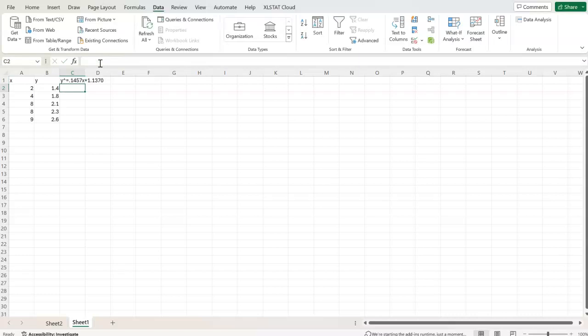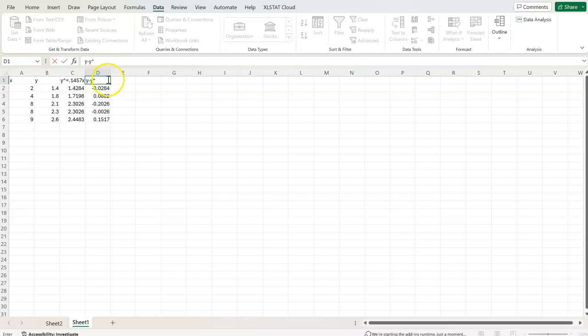And so we want to use that to find our predicted value for each x. So I'm going to do equals 0.1457 times my x value over here plus the 1.1370. And that's going to give me my predicted value for each of my data points. And I take that square and drag it to the bottom. And then I want to subtract y minus y hat. So I'm going to do equals this minus this, and take that and drag it down. That gives me my y minus y hat.